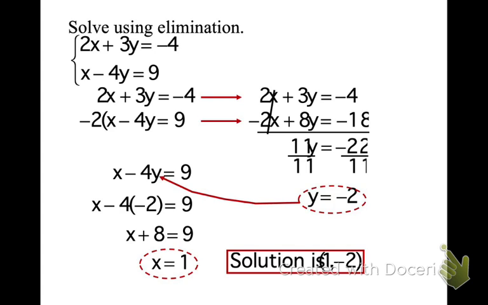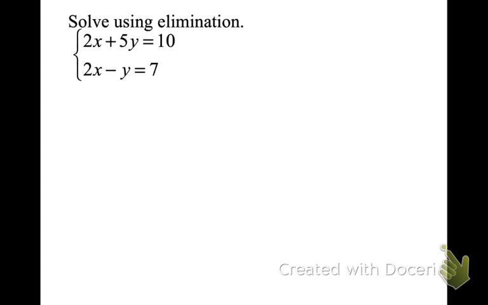All right, so let's try one on your end. Let's see where we're at. And you should always be checking. So 1 minus 4 times negative 2, that makes positive 8. That equals 9. And 2 times 1 is 2. And 3 times negative 2 is negative 6. So 2 minus 6 equals negative 4. All right, now you try it. Pause the recording.